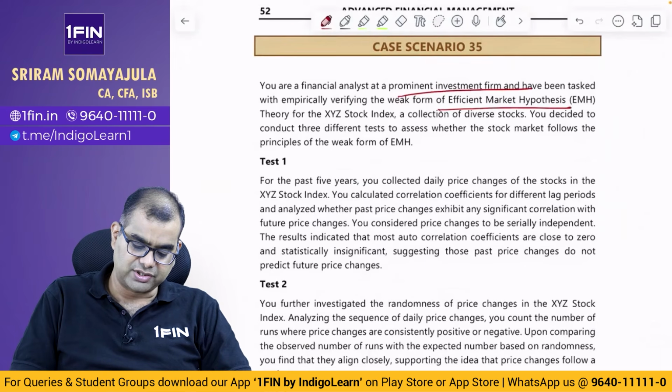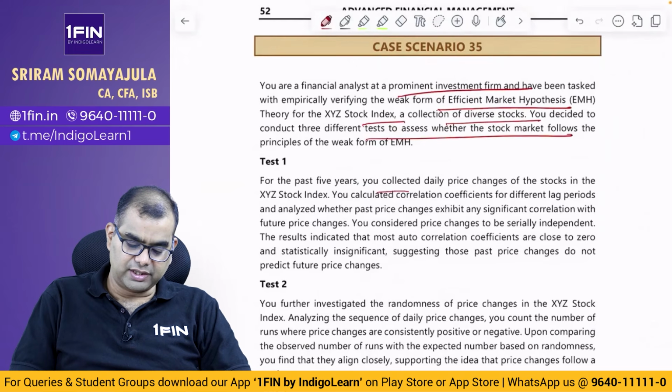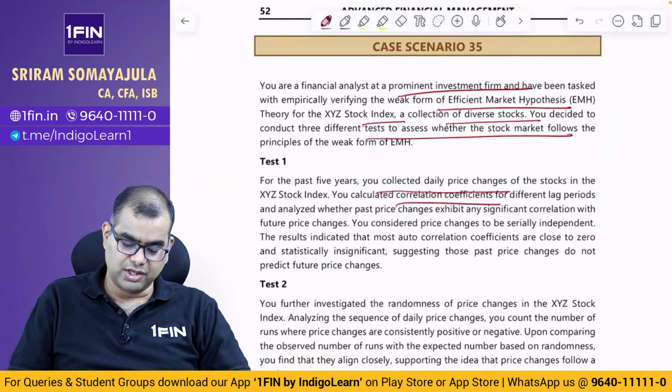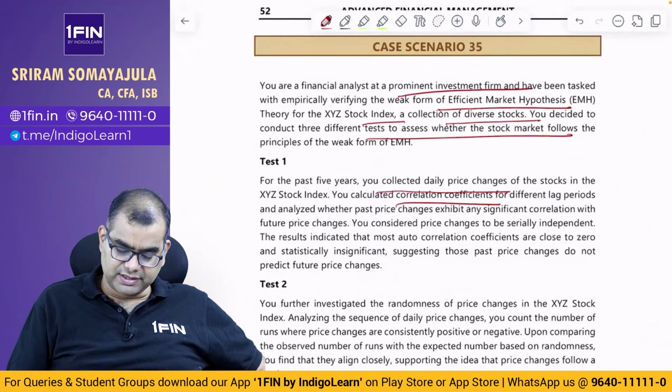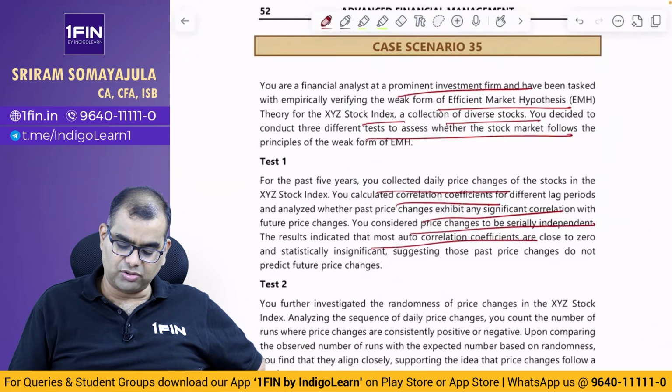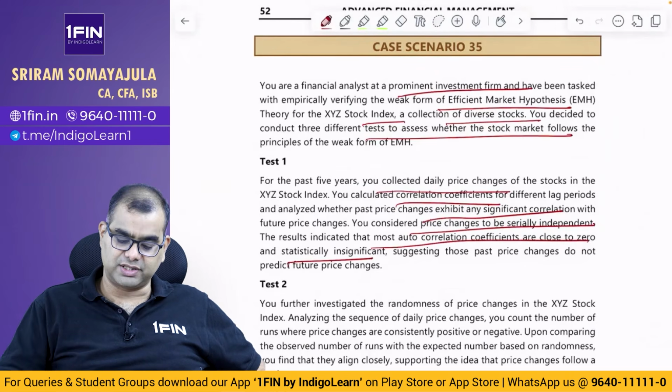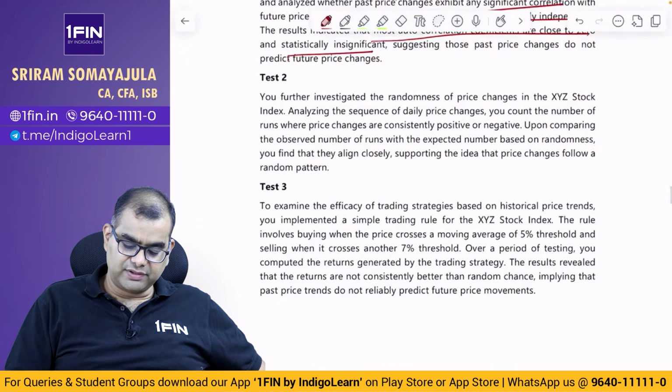You are a financial analyst at a prominent investment firm and have been tasked with impartially verifying the weak form of market efficiency for XYZ stock index, a collection of diverse stocks. You decided to conduct 3 different tests. First one, you collected daily price changes of stocks, you calculated correlation coefficients, then whether they had significant correlation, you considered price changes to be independent. Results indicated autocorrelations are close to 0, suggesting past prices do not predict future price changes.